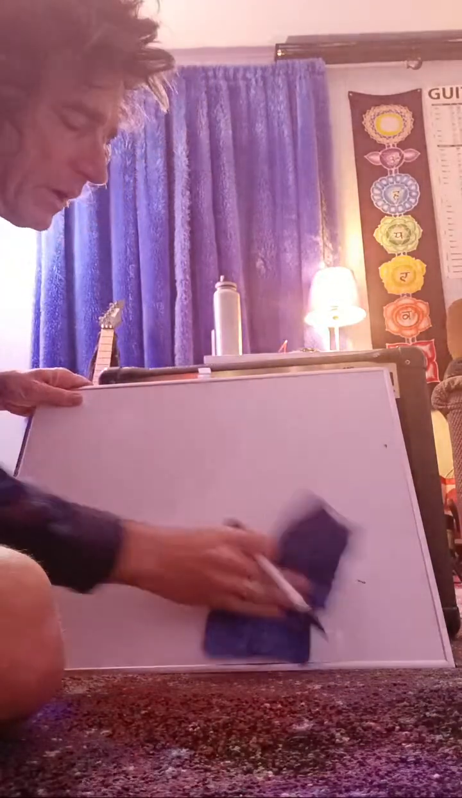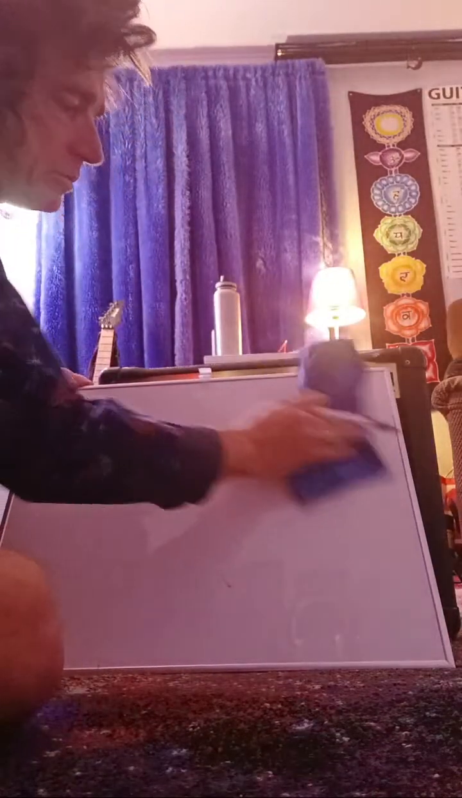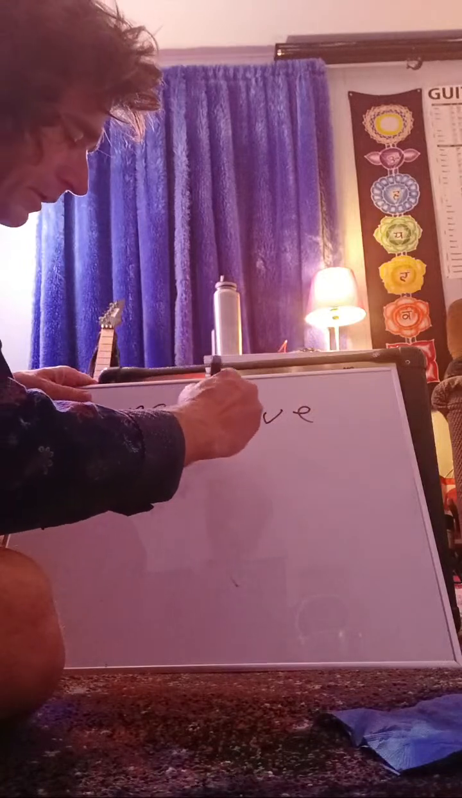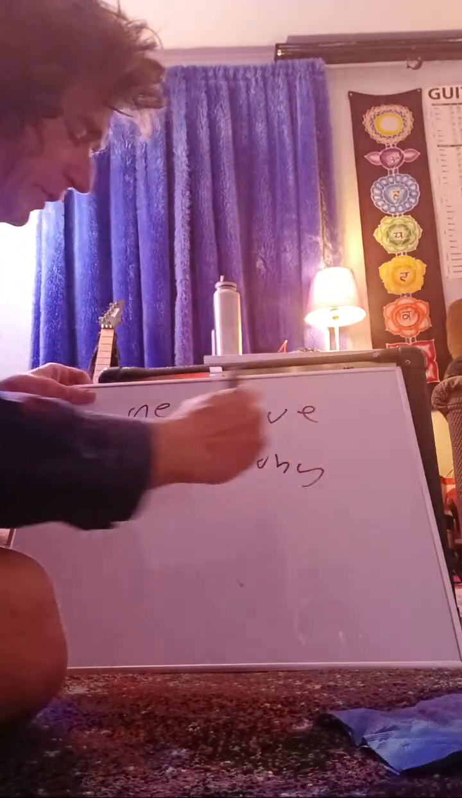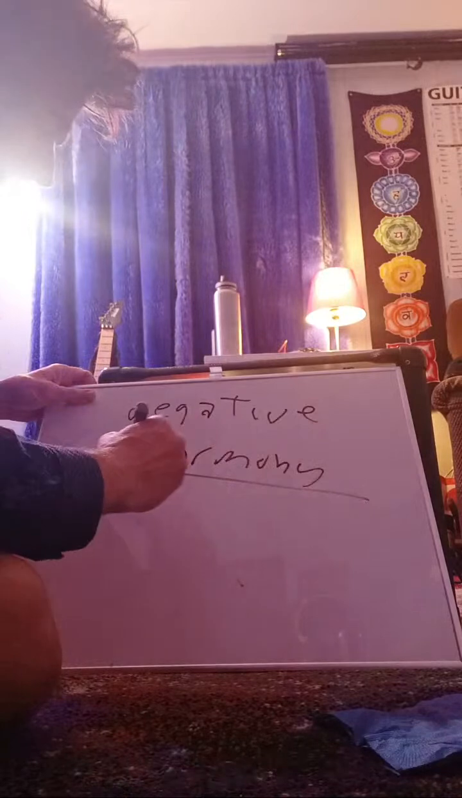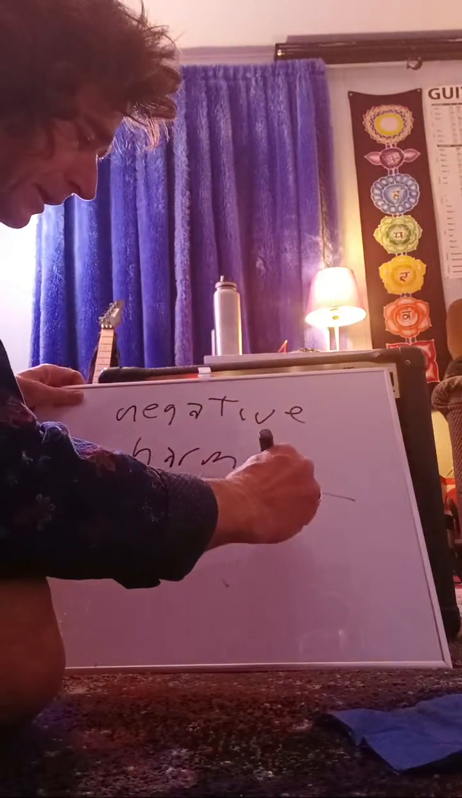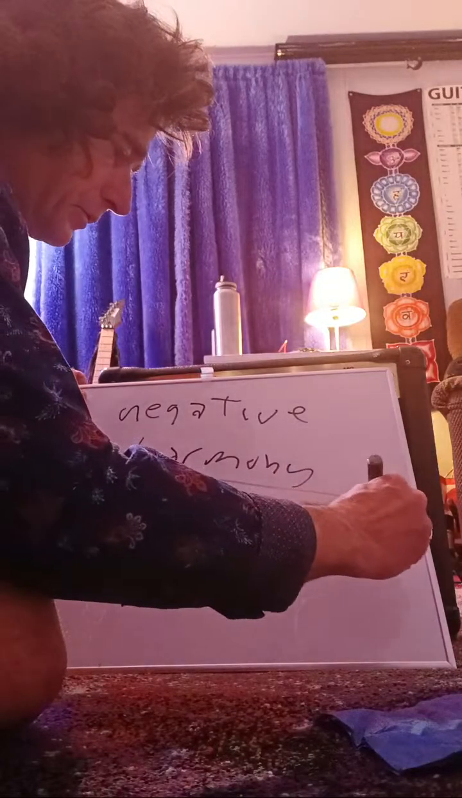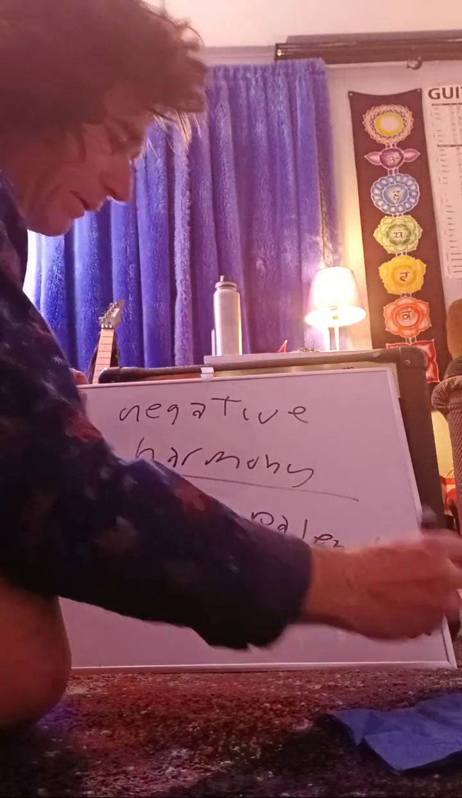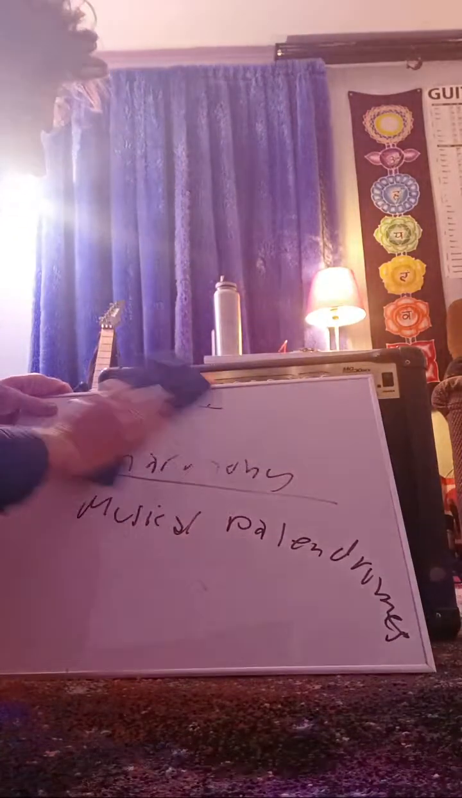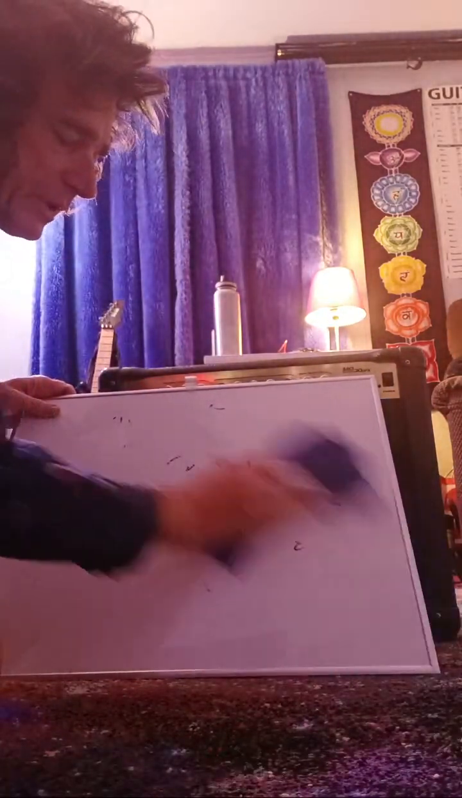It's called negative harmony. Negative harmony. And the other thing is called musical palindromes. Now, a negative harmony, let's talk about that with actual real music.